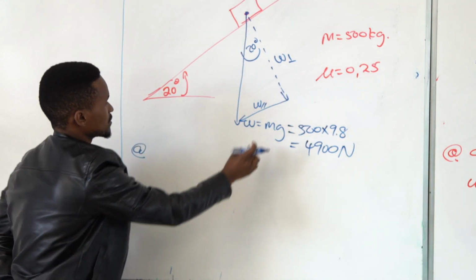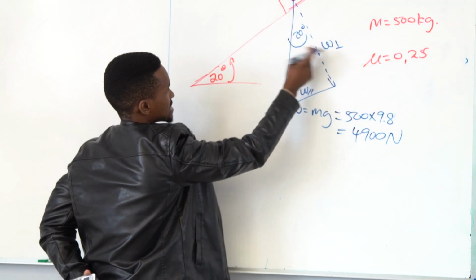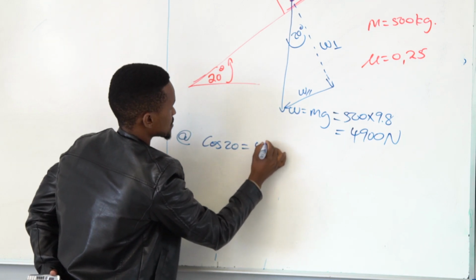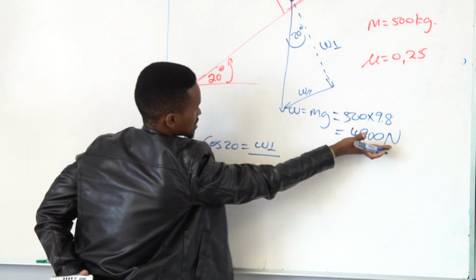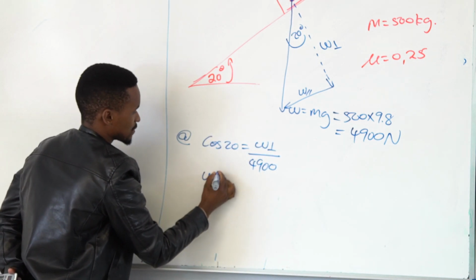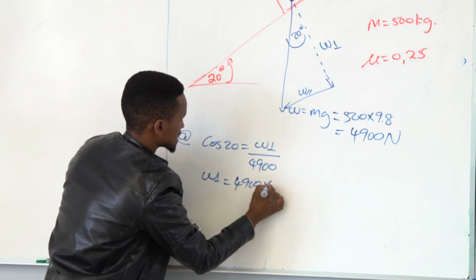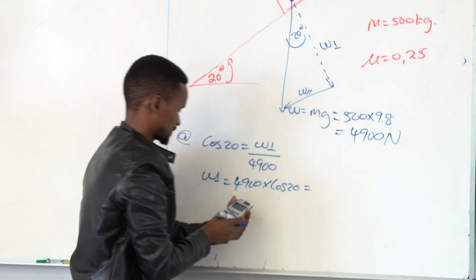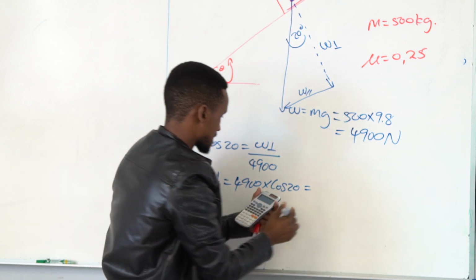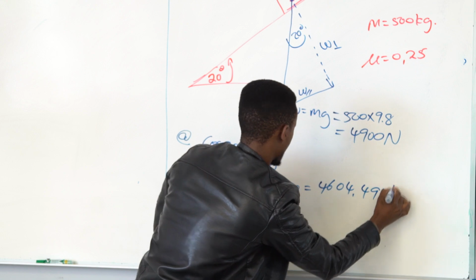And then now, what are we looking for? We're looking for this component. Calculating this component, we're going to say adjacent over hypotenuse. Cos 20 equals the weight perpendicular divided by the hypotenuse, which is this one, 4,900. Then we cross multiply. Therefore, our perpendicular will be 4,900 times cos 20, and the answer that we're going to get there is 4604.494 newtons.